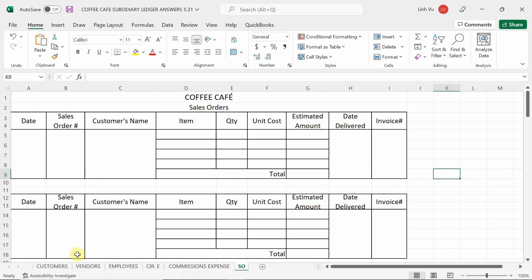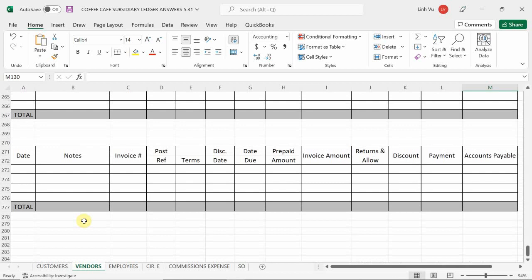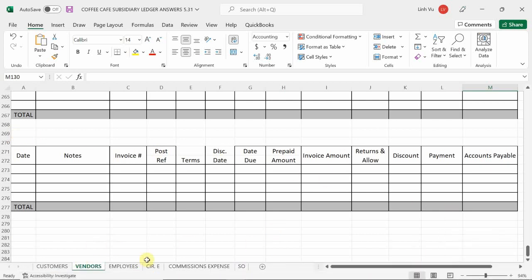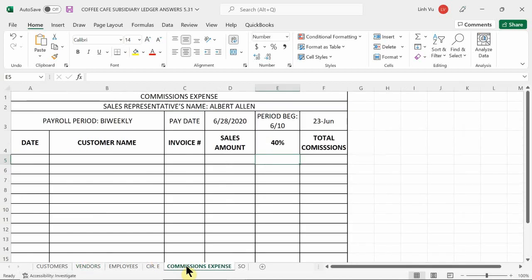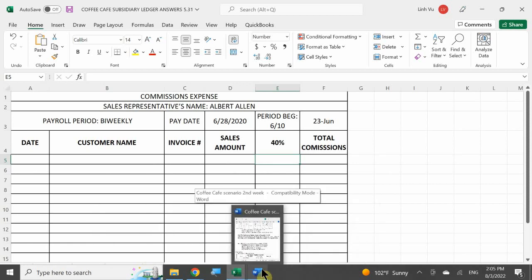I don't know if you noticed this, but in the Excel files too, I also have a blank box for you to add in whatever you want. So if you want to add in a box for Albert Allen as a vendor, go ahead and do so. But I already have him as a commissions. As long as we got him somewhere, I'm not going to worry about it. I just needed to organize it in my brain.